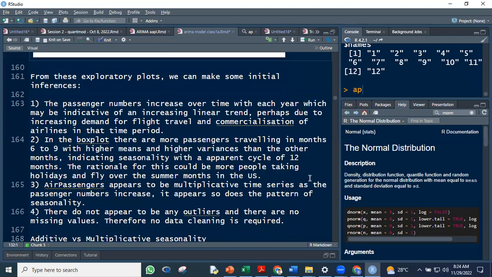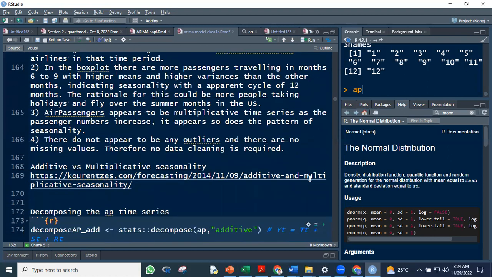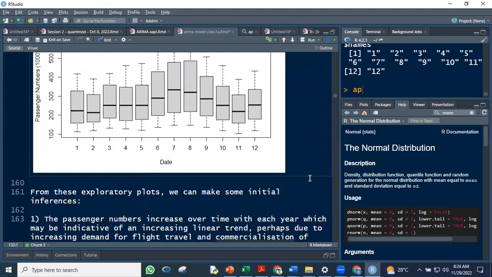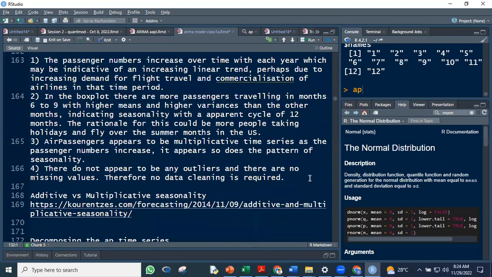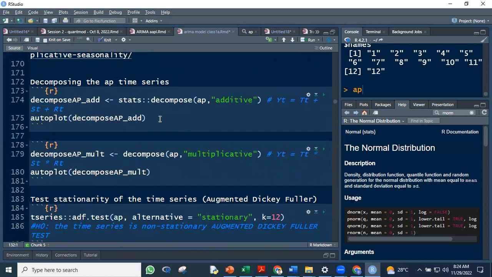All right, so just a quick explanation of this. I think we discussed this last time. Okay, these are some characteristics or some attributes of our data. And then we learned how to decompose. You can use the decompose function from the stats package to decompose our AP object.